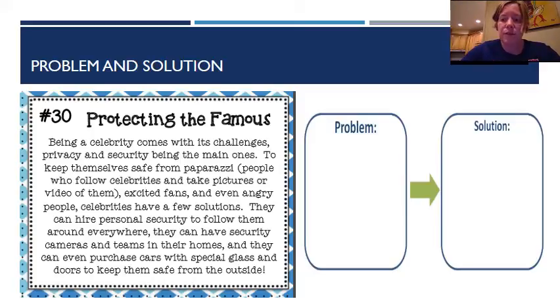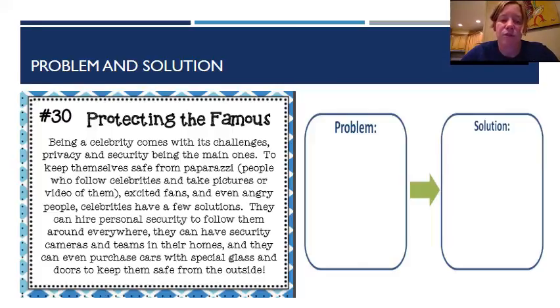All right, problem and solution. Problem and solution is going to present you with a problem, but it's also going to tell you how to fix the problem. So let me read you this passage. It says, protecting the famous. Being a celebrity comes with its challenges, privacy and security being the main ones. To keep themselves safe from paparazzi, which are the people who follow celebrities and take pictures and videos for them, excited fans, and even angry people, celebrities have a few solutions.